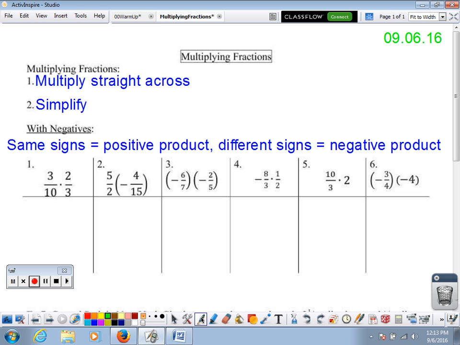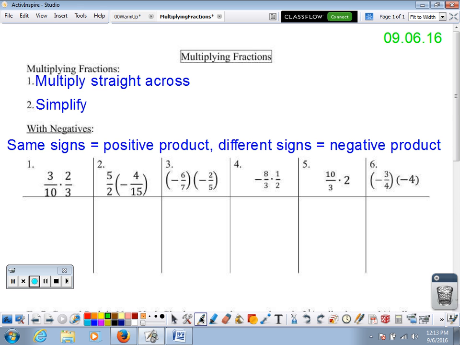Now, guys, if they're the same, it doesn't matter if they're both positive or both negative. That's not important at all. They're the same, so your product's going to be positive. If they're different, it doesn't matter which one's positive, which one's negative. First, last, bigger number, smaller number, doesn't matter at all. The only important part is that they're different. If they're different, if the signs are different, the product's going to be negative.